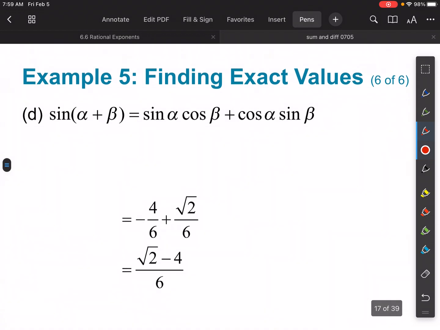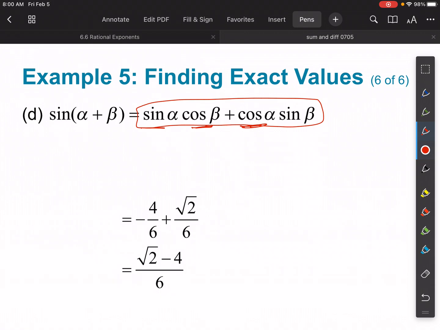Do the same thing for sine, right? So sine starts like this. I'll let you guys finish this up. I don't want to take too much more of your time. But sine of alpha plus beta is sine of alpha times cosine of beta plus cosine of alpha sine of beta. Remember, the cosines line up here in the middle.